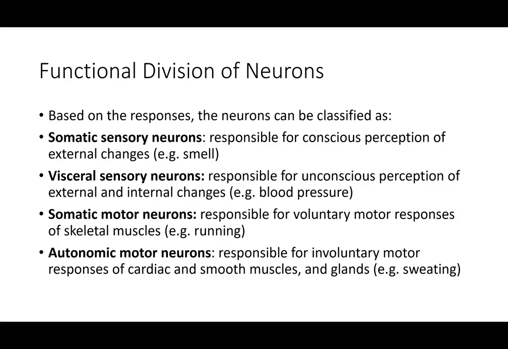And then we have our somatic motor neurons. These are for responding. So if you smell something really, really good coming from the kitchen, you may get up and walk to the kitchen to see what it is. And those are all within that somatic division. So we're sensing, and then we are responding to that. And then the autonomic motor neurons are responsible for those involuntary movements of cardiac and smooth muscle tissue, as well as glands like sweating.